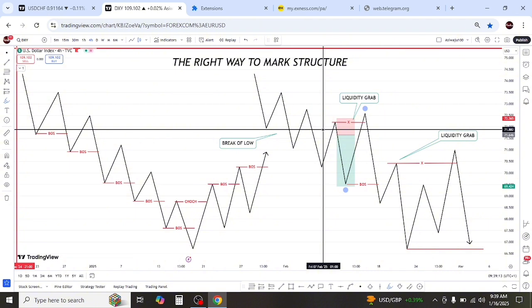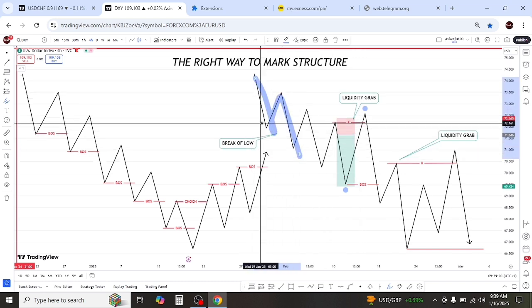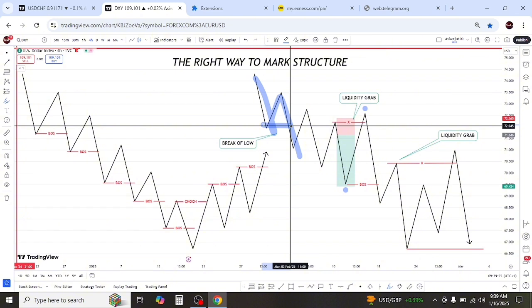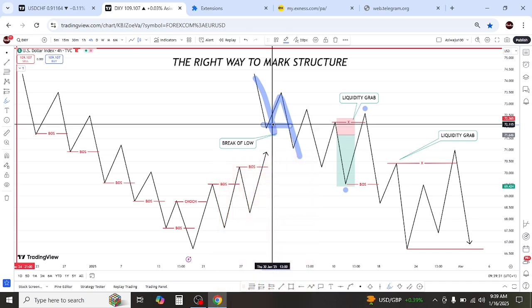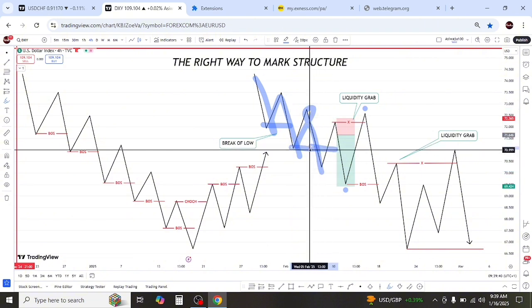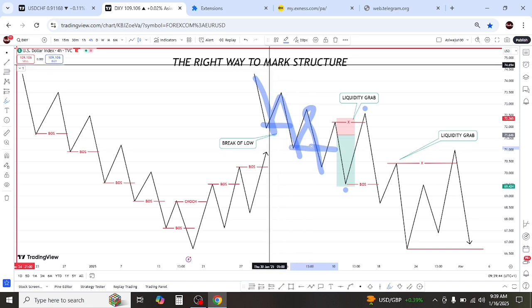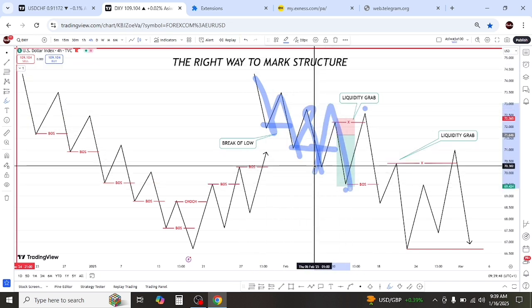How to mark structure like the smart money. So anytime we have a break of low like this in the market, we don't consider this as a break of structure. Though you can call it a break of structure, ideally this is just an internal break of structure. It is not a major break of structure. You have another break of low here. You can just call it a break of low or internal break of structure. And we have another break of low here, or internal break of structure.